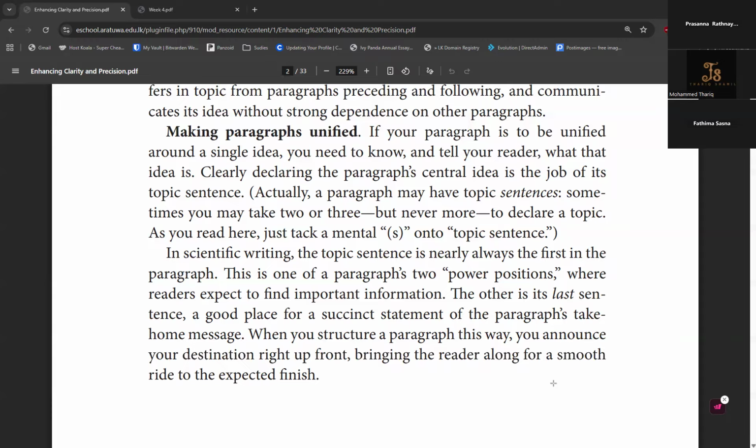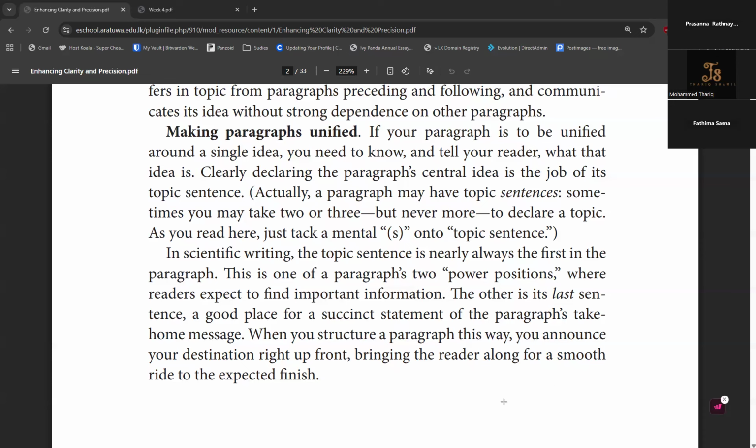Actually, a paragraph may have more than one topic sentence. Sometimes you may have two or three, right? As you read here, just take a mental note of topic sentences. Which means, if you do not find the idea in one sentence, just jump to the next sentence, then you'll get the whole idea.